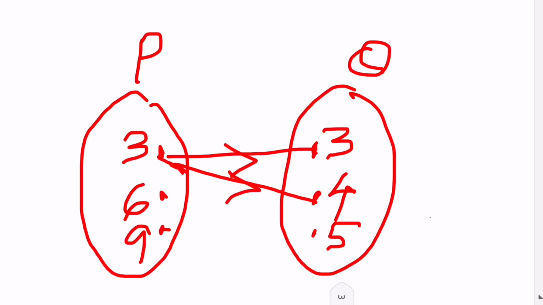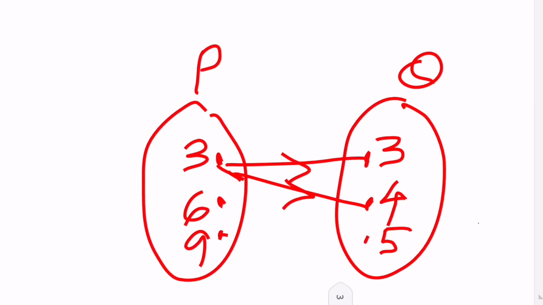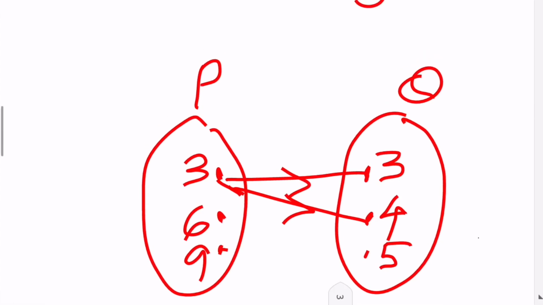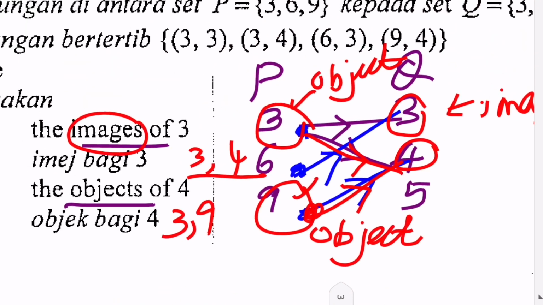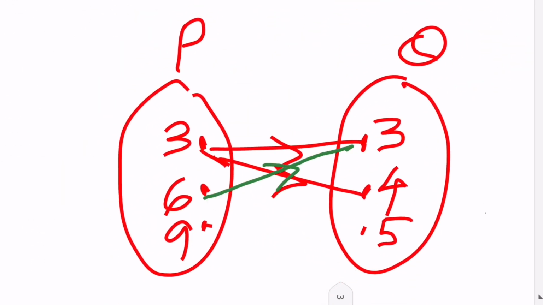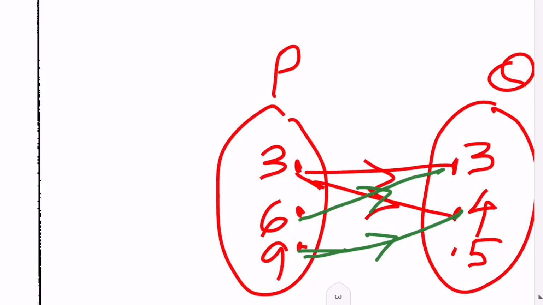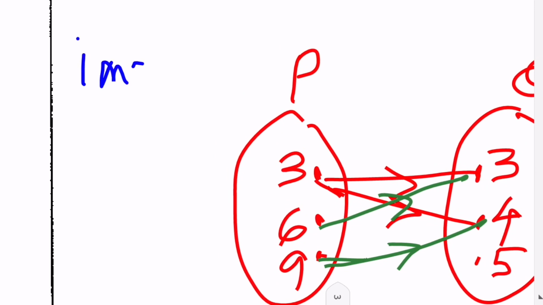Okay, now I'm showing you the arrow diagram. Make sure you label the arrow. An arrow diagram must have arrows. So then you map the 3 to the images 3 and 4. 6 maps to 3, and 9 maps to 4. Mapped, M-A-P-P-E-D, means connected using an arrow. So we have 9 mapped to 4.